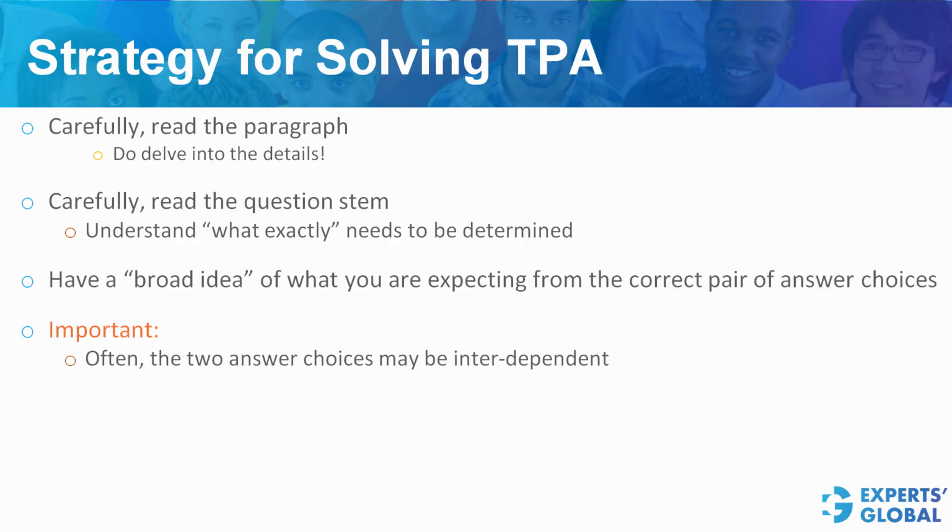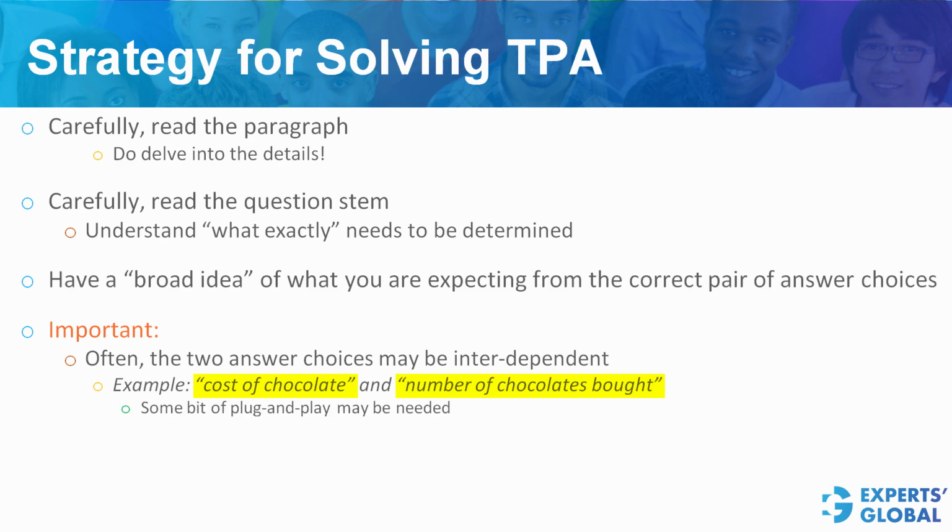So once again, from a strategy point of view, it is important to understand that the two answer choices are very often interdependent. For example, one column may ask you what is the cost per chocolate, and the other column may ask you the number of chocolates bought in a given budget. So of course, you see that the two choices here are interdependent. The cost per chocolate would influence the number of chocolates bought.